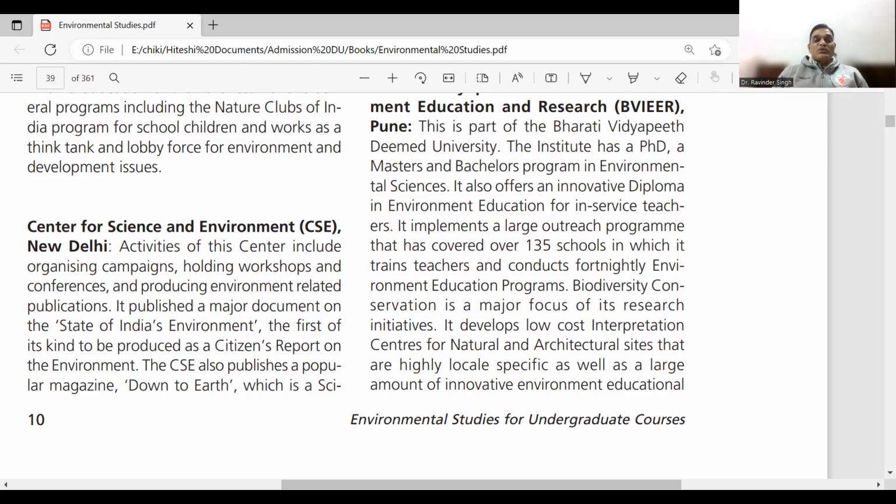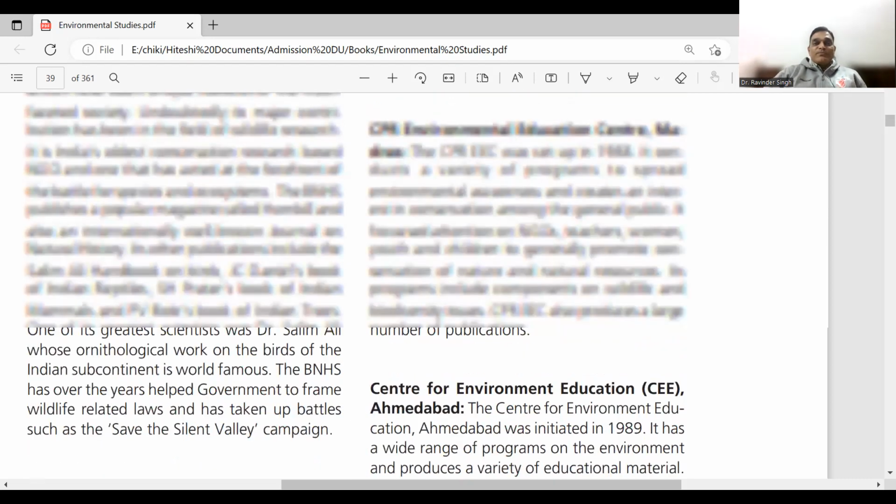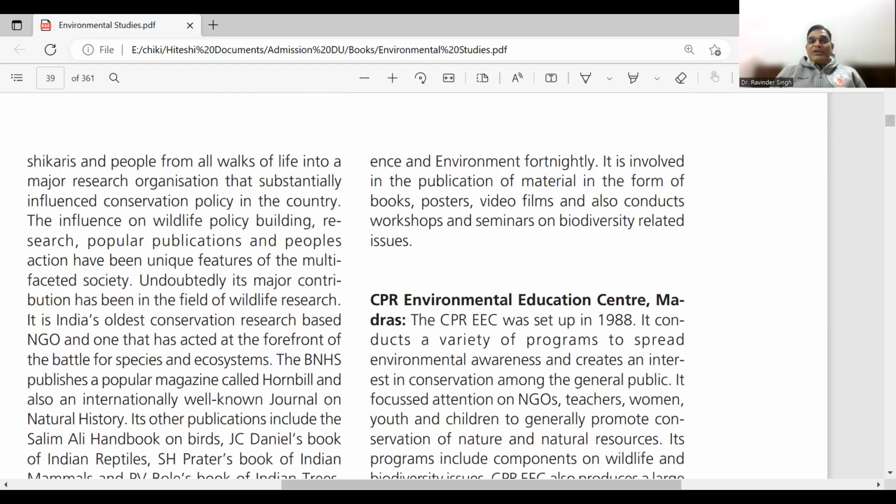The CSE also publishes a popular magazine, Down to Earth, which is a science and environment fortnightly. It is involved in the publication of material in the form of books, posters, video films, and also conducts workshops and seminars on biodiversity related issues.